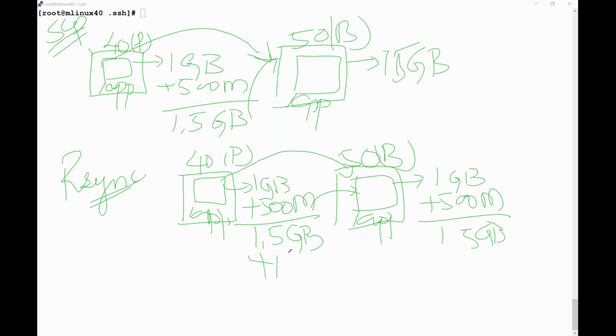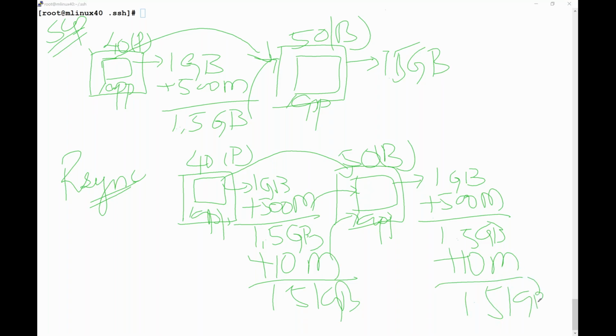Maybe the next day you have just added 10 MB. Total capacity is 1.51 GB. When you apply rsync, only 10 MB will be transferred to the other side. Maybe one day I did not add any data, I have just made some changes in my file. When you ask rsync to transfer the data, the same modification you have done on 40 will be done on 50 also. So if you have added files, files will be copied. If you have modified files, files will be modified. That's how rsync works.